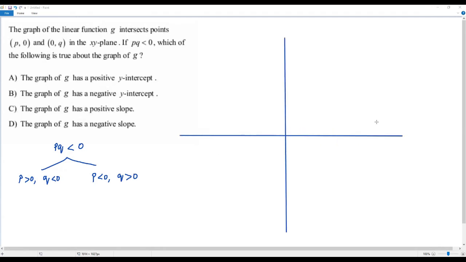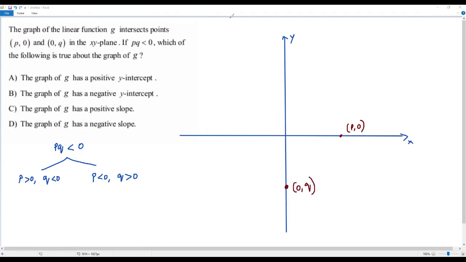Now let me draw an xy plane over here. Let me sketch the xy plane, then mark the x-axis over here and the y-axis over here. Now let me consider the first case, that is p is positive and q is negative. When p is positive, we'll have this point (p, 0) on the positive side of the x-axis. Since q is less than 0, that is negative, we'll have this point (0, q) on the negative side of the y-axis, that is below the x-axis, somewhere over here.